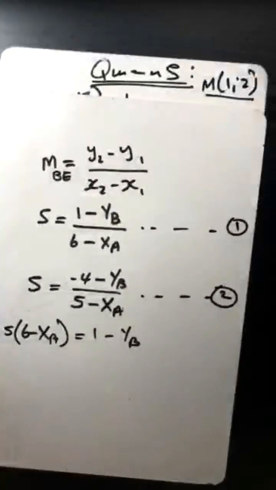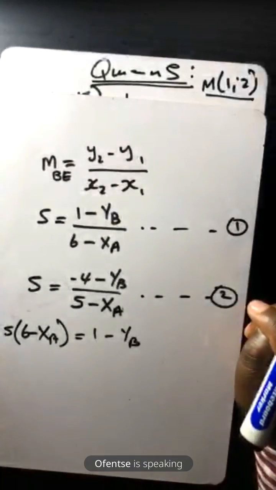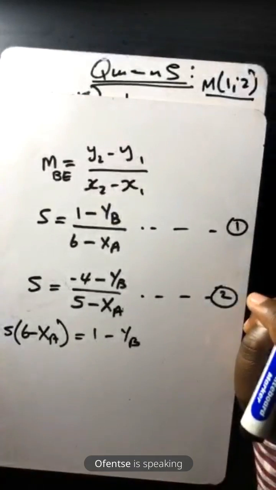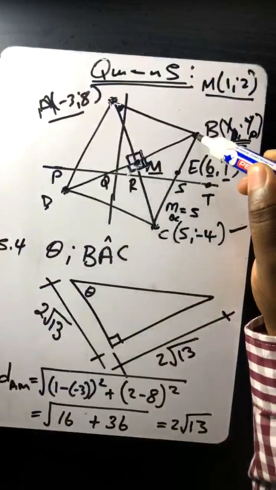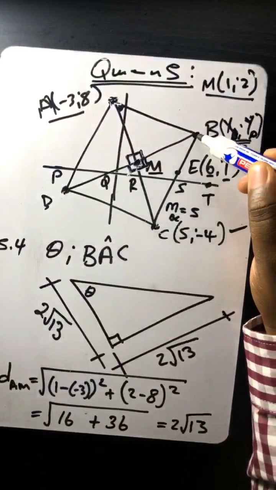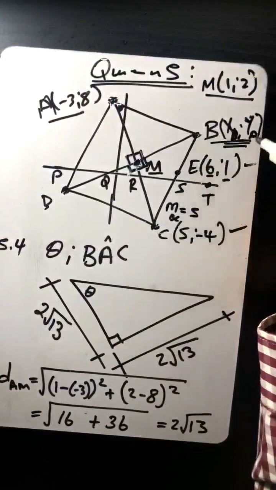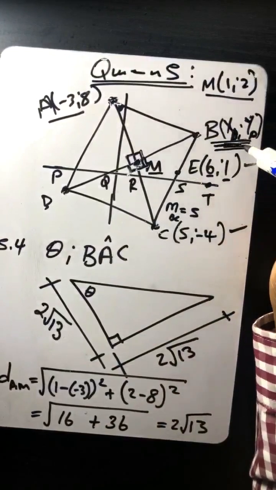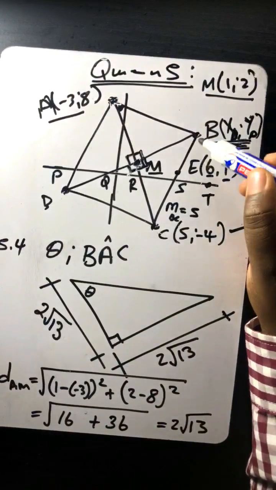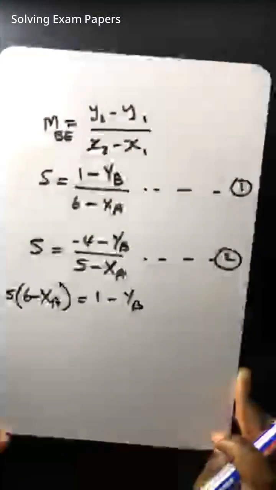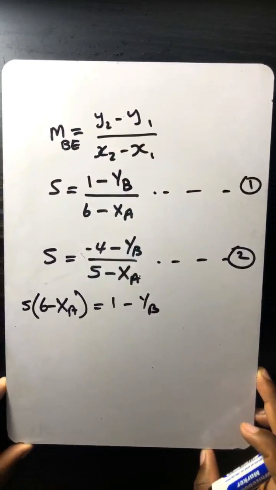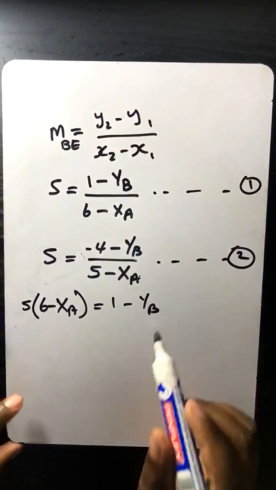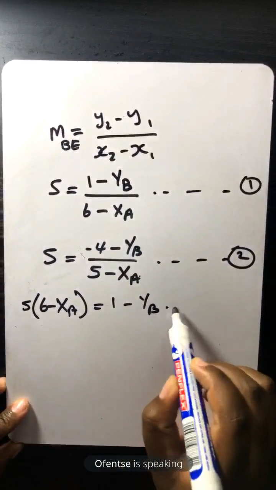Wait, what did you say there, honorable member? Why are we calculating the gradient of BE? Let me see. BE. What? Oh, no. We are not calculating the gradient of BE. We already know the gradient of BE. We just want the coordinates of B, but using that gradient that we know. Maybe let me see how far. But did I answer you? Who was speaking there? Was it you, Offense? And yes, you answered me.